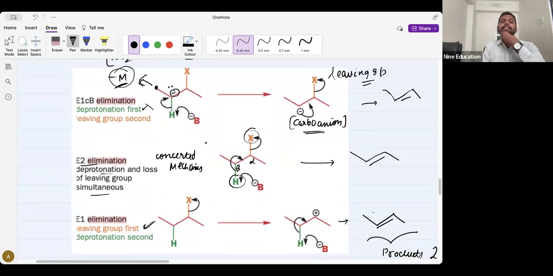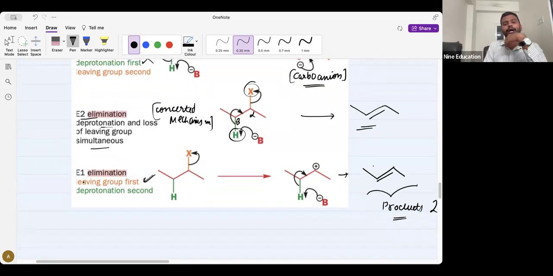Understand? But if you don't have a -M group, you have a simple alkyl halide with beta hydrogen, so this is a concerted mechanism. You can go by backside attack, anti-attack of hydrogen and X, and you can make an alkene.